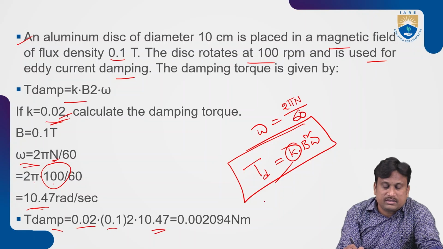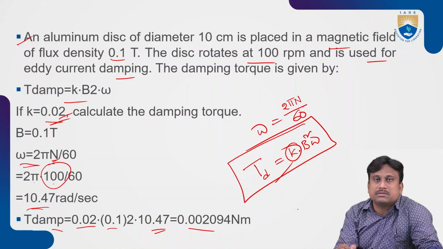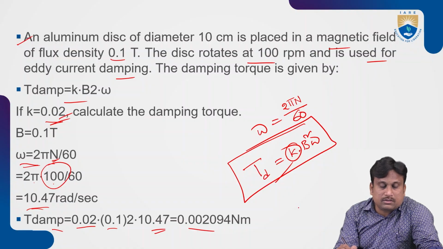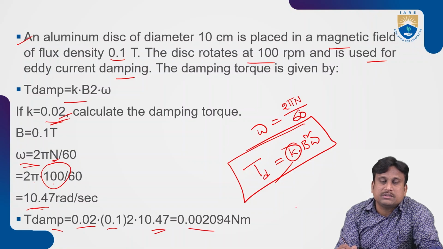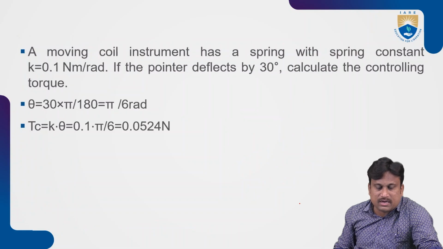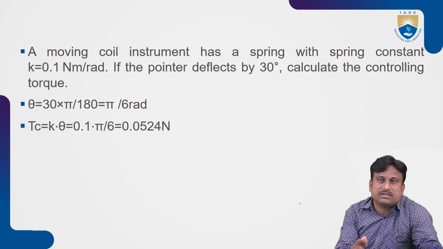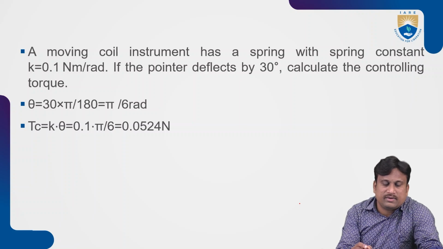So this value is about 0.00209 Newton meters. So this is the result for the damping torque under the relation K into B square omega. The purpose served by the damping torque is to settle the pointer at a fixed location. We already discussed this in the previous case.